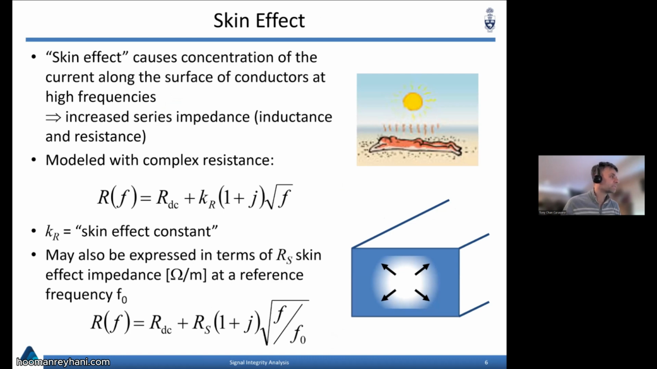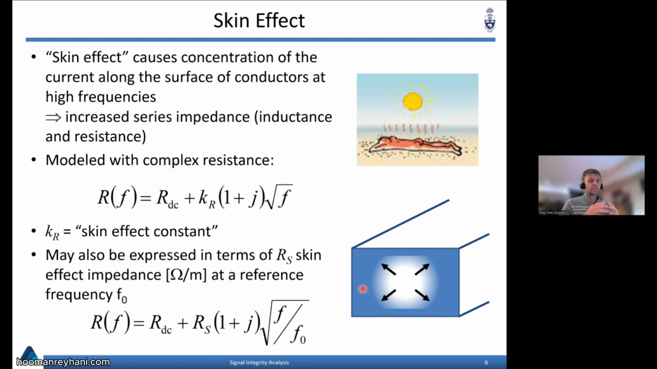When it comes to the resistance, one important physical mechanism that causes loss in interconnect, which you will want to confirm that you observe when you get these plots from whatever tool you're using, is the skin effect. The so-called skin effect causes a concentration of current along the surface of conductors at high frequencies. So basically, if there's a DC current flowing in a conductor, this is just a bar that I'm showing here in cross section.